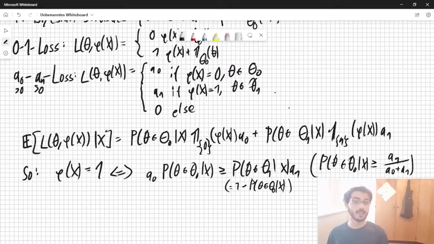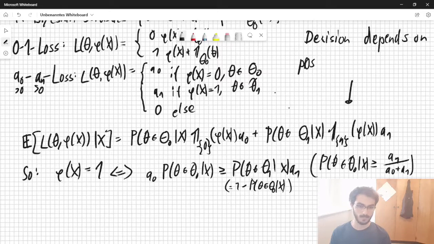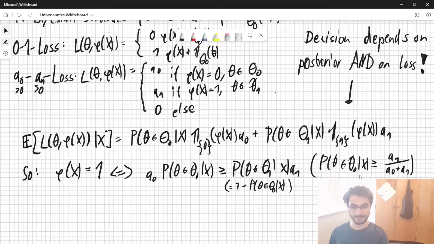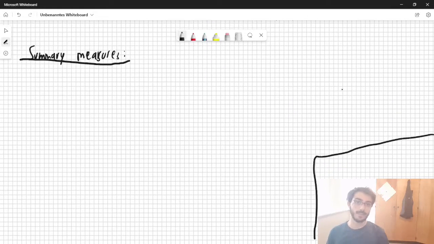So here we see that our decision does not only depend on the probability that we assign to these events, it also depends on the consequences, which I also think is very nice about Bayesian statistics. Of course, we saw all of that in the third video. Now, there are some summary measures, which I'm also going to introduce. First, the test itself for Bayesian statistics.